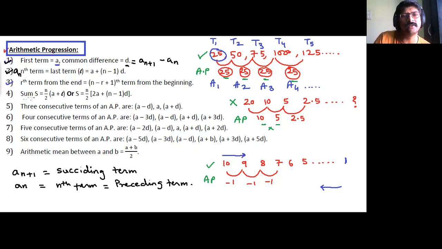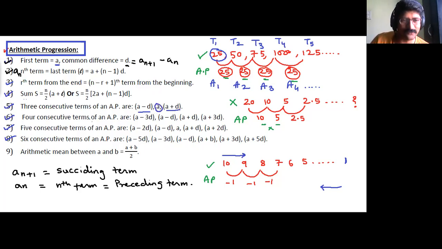Sn we will see in tomorrow's class. Sn will have two formulas: n by 2 in bracket a plus l, and n by 2 in bracket 2a plus n minus 1 d. Now, if you have completed this fourth formula, shall we move ahead? There are 3 terms, 4 terms, 5 terms, and 6 terms. So how to get these 3 and 5 terms? Look at this. 3 and 5 terms would be something like this: a minus d, a plus d, and the middle term would be a.